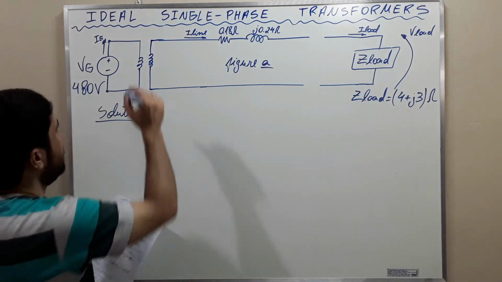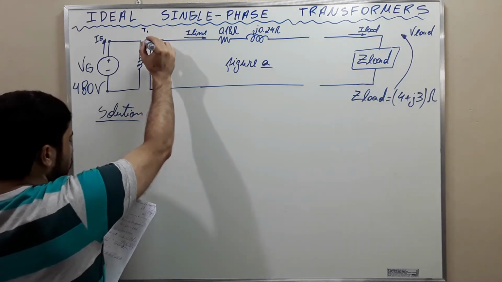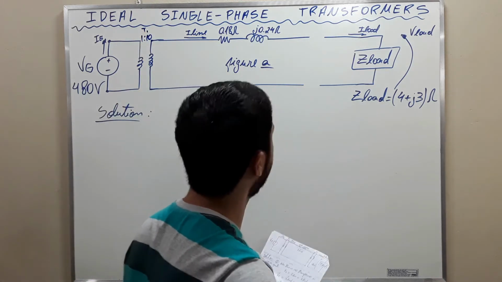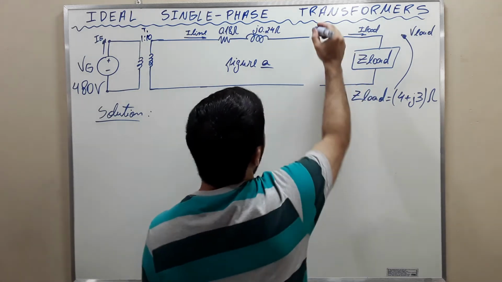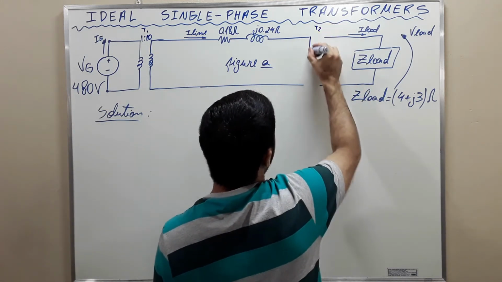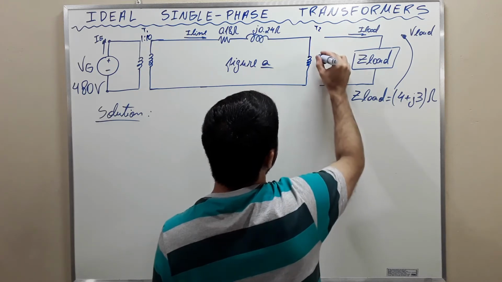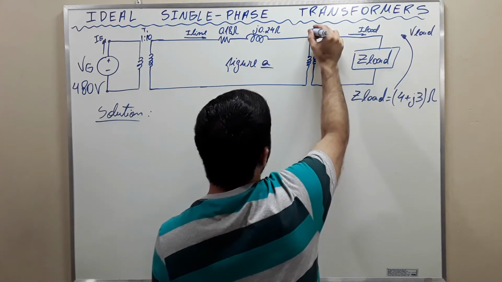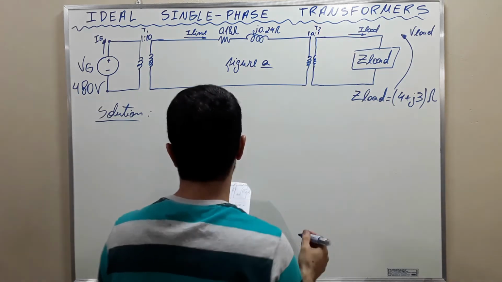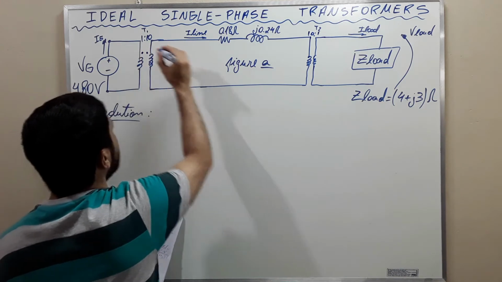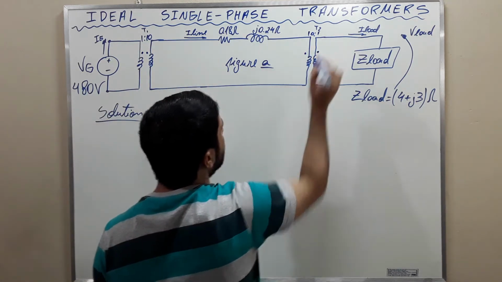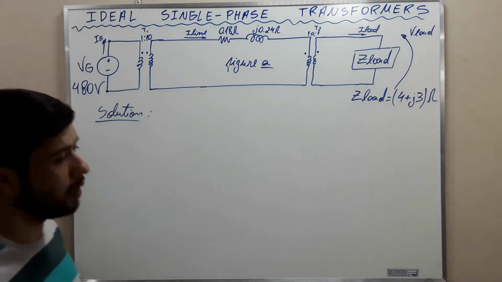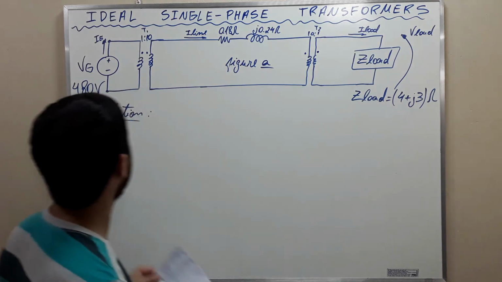This transformer here, T1, is 1 to 10. And this transformer here, T2, is 10 to 1. Okay? With these transformers there, we are going to go now to letter B.